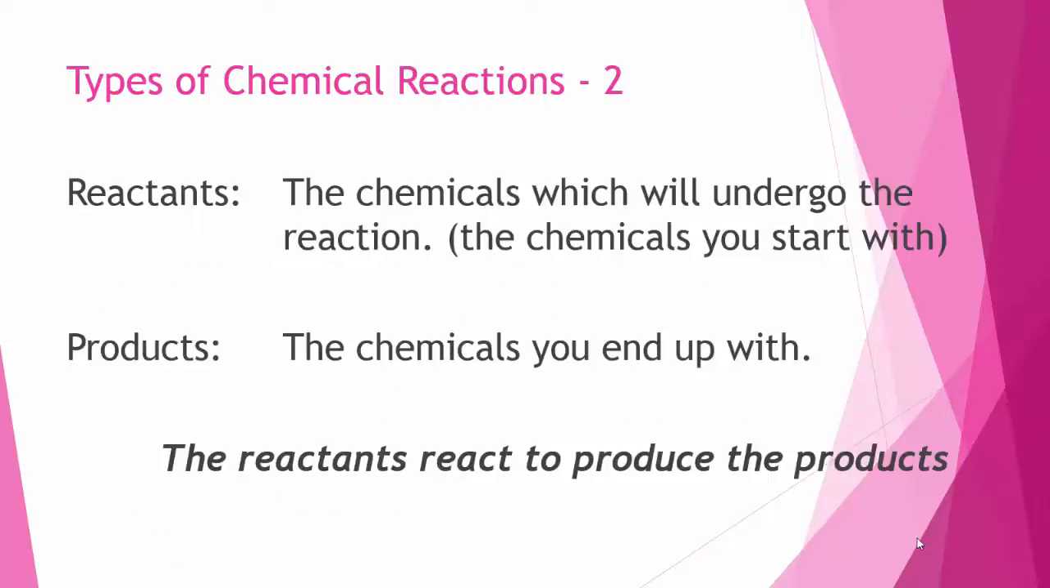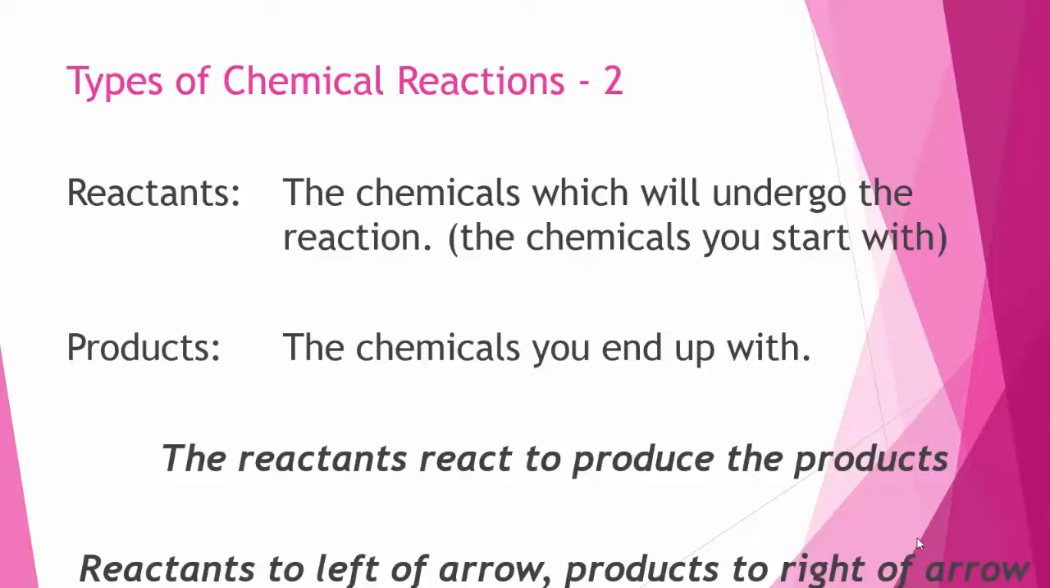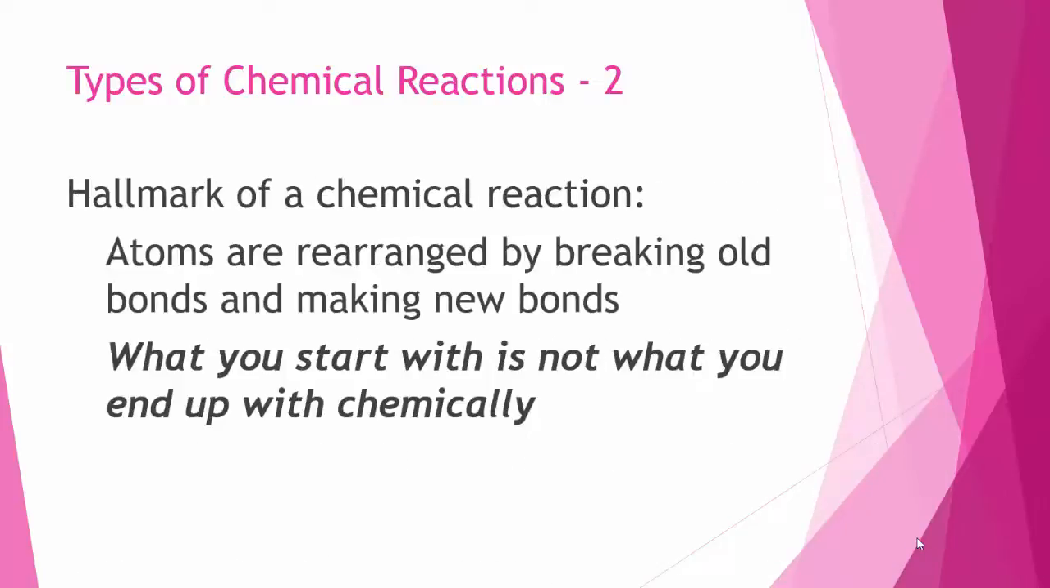Remember that the reactants are the chemicals that will undergo the reaction. You end up with the products, and the reactants react to produce the products. The reactants will always be to the left of the arrow, the products to the right of the arrow. The hallmark of a chemical reaction: the chemicals you start with are not the chemicals you end up with.